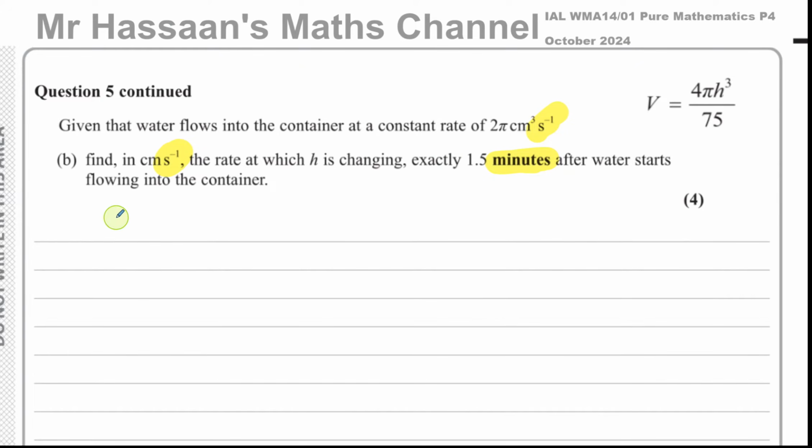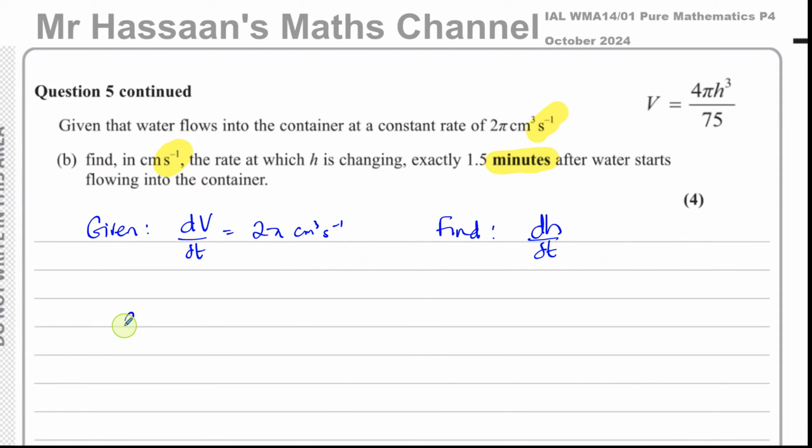Now in these types of questions, these related rates of change questions, there's always something given. In this case, what's given is the rate of volume flow into the container. So what's given to us in the question is dV/dt, which is 2 pi centimeters cubed per second. And there's always something which we have to find. What do we have to find? In centimeters per second, the rate at which h is changing. So we have to find dh/dt. Every question is like this.